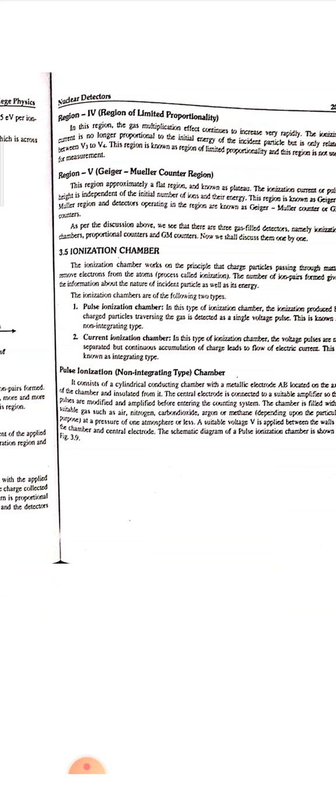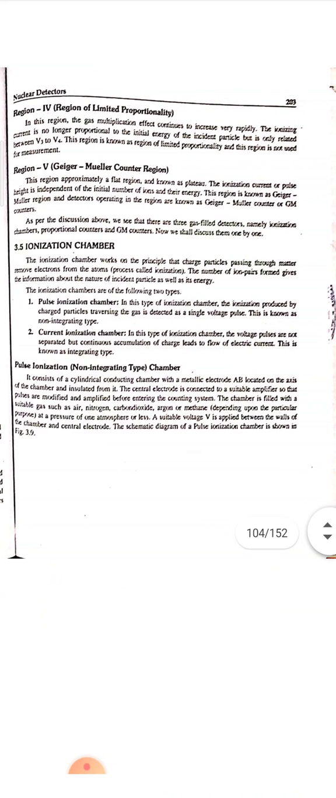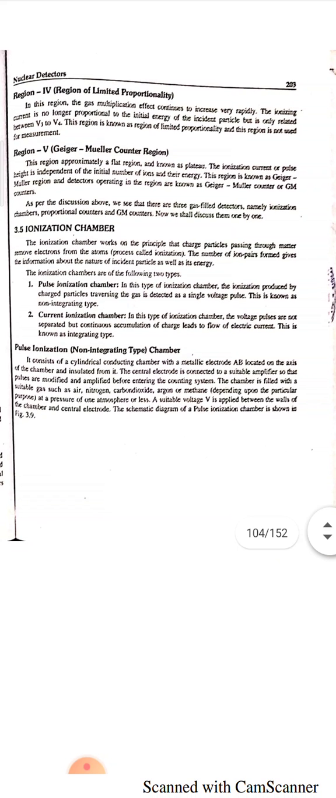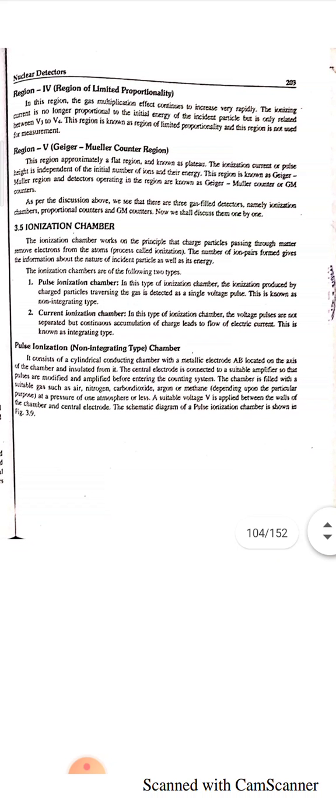Then there is the ionization chamber. The ionization chamber works on the principle that a charged particle passing through matter removes electrons from the atoms. This process is called ionization. The number of ion pairs formed gives information about the nature of the incident particle as well as its energy. Ionization chambers are of two types: pulse ionization chamber and current ionization chamber.